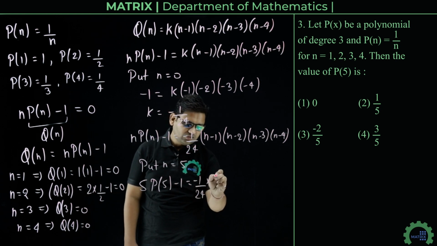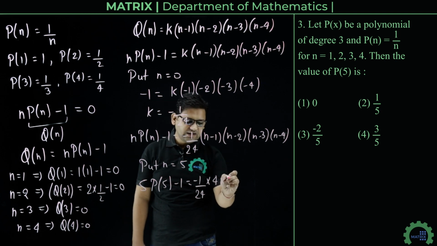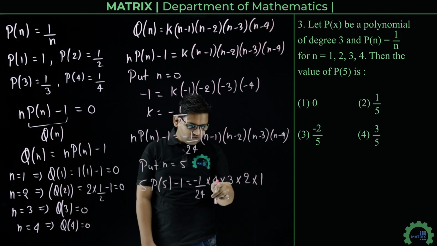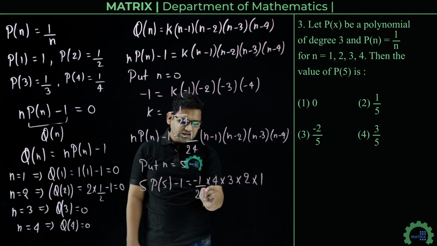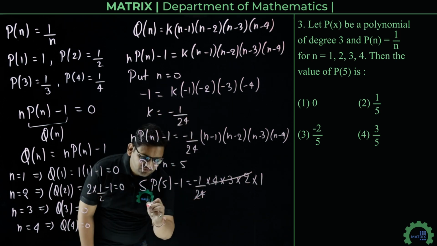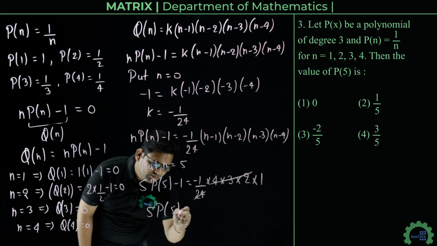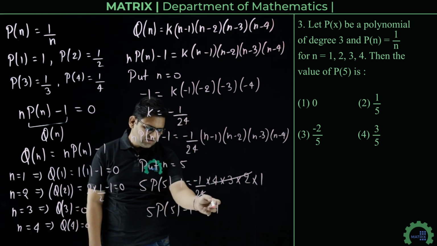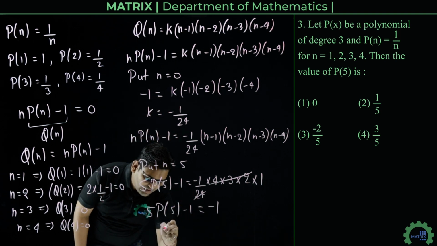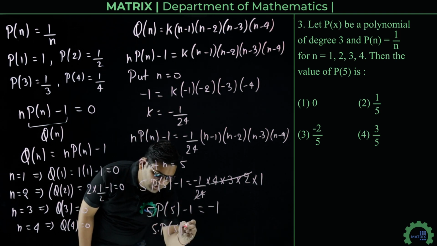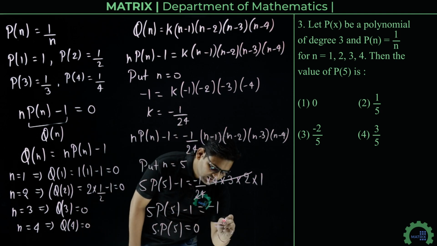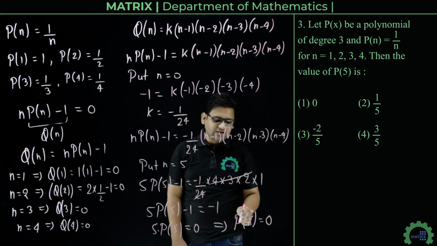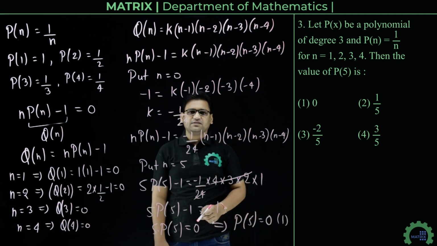5 minus 1 is 4. Then 5 minus 2 is 3, 5 minus 3 is 2 and 5 minus 4 is 1. So 4 into 3 into 2 into 1, that is 24, that whole cancels out. That is, 5 into P of 5 minus 1 is minus 1. So minus 1 and minus 1 cancel out, so 5 into P of 5 will be equals to 0. Hence the value of P of 5 is 0. That is option number 1. Option number 1 is the correct answer.